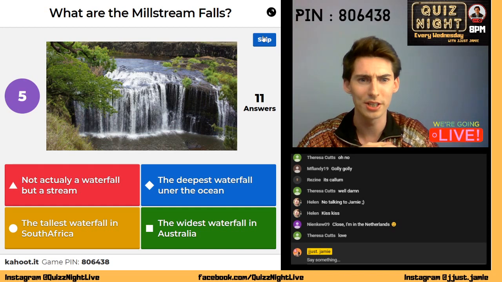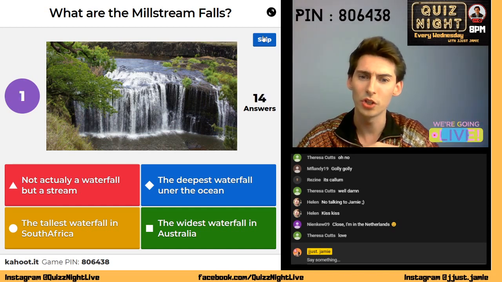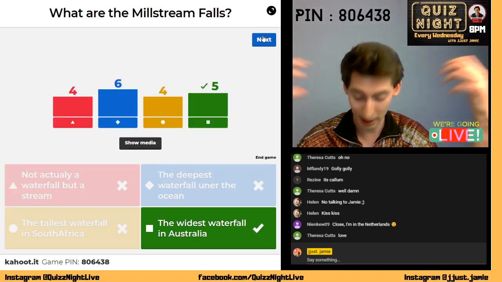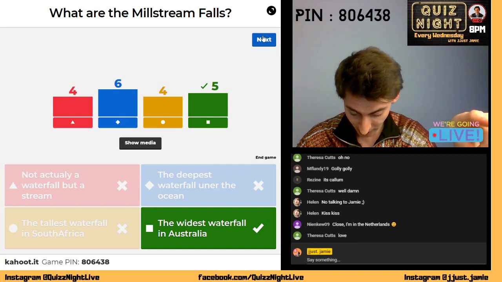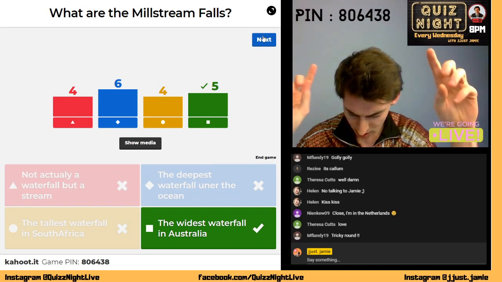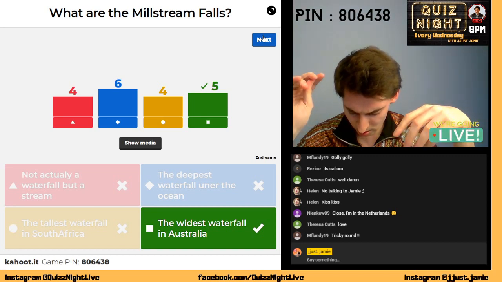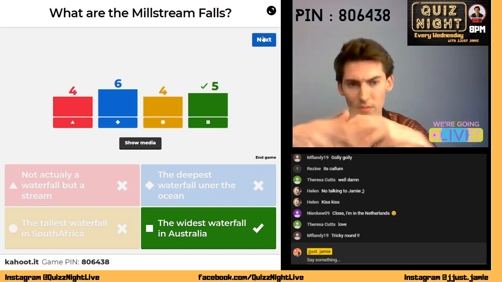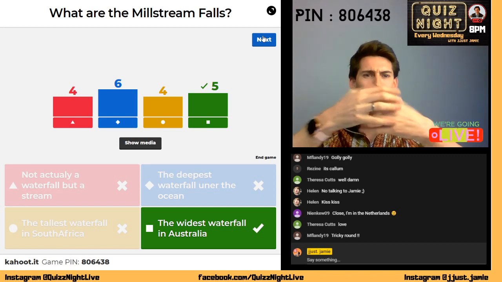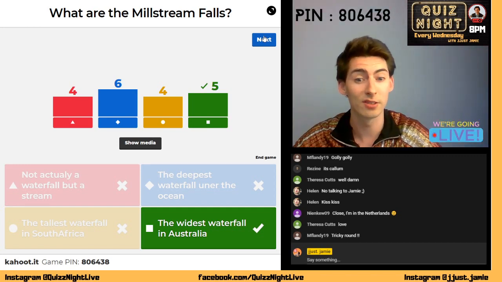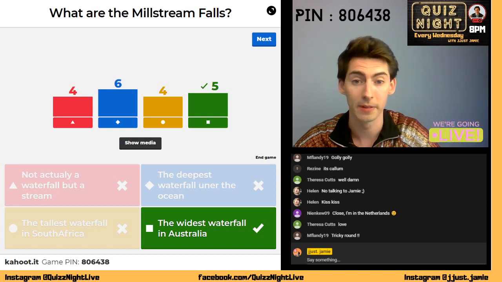Does anyone know this? What is your geography like? Answers are through. It is the widest in Australia. Here is some fact. It was created, there was some lava flow and some salt, and it kind of came through and created it, which makes it the widest. And it's in North Queensland, just in case you wanted to know.